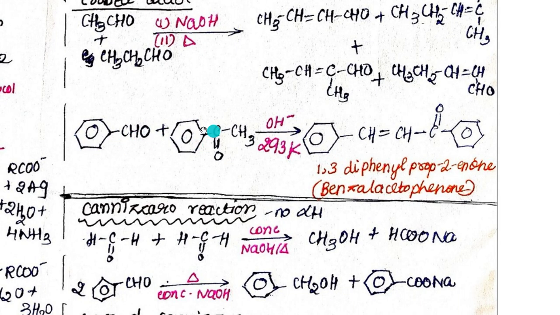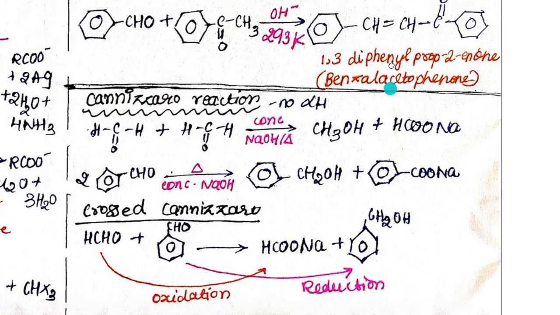Benzaldehyde plus a benzene ring with C double bond O CH3, that is a ketonic group, right? So on reaction in the presence of OH minus at 293 Kelvin, we have 1,3-diphenylprop-2-enone, which is benzalacetophenone. Okay, so this is the product formed.